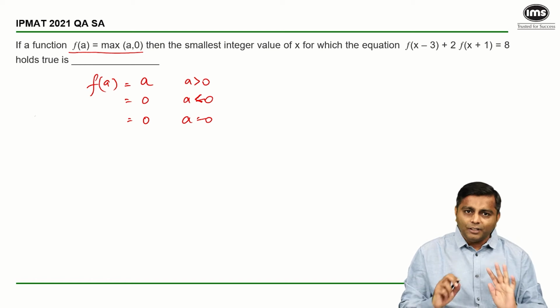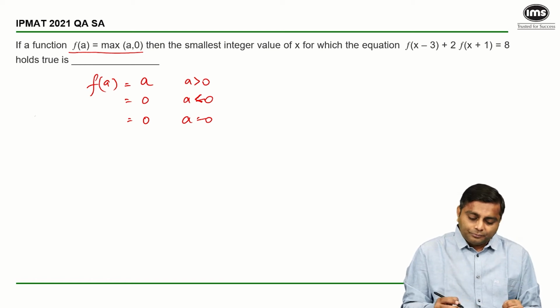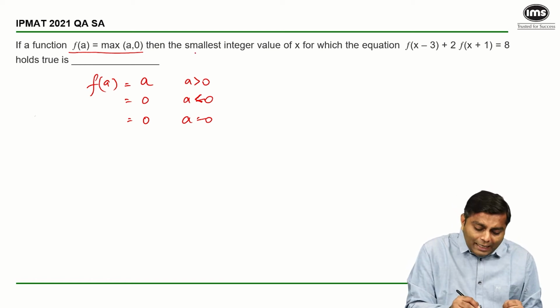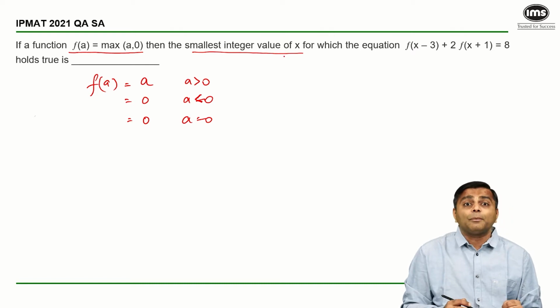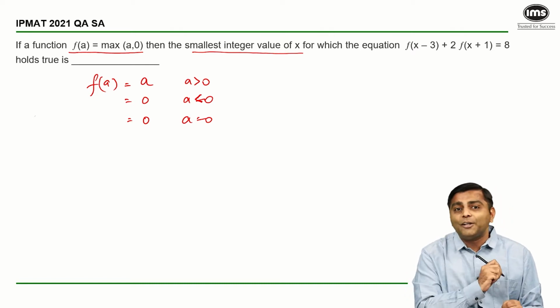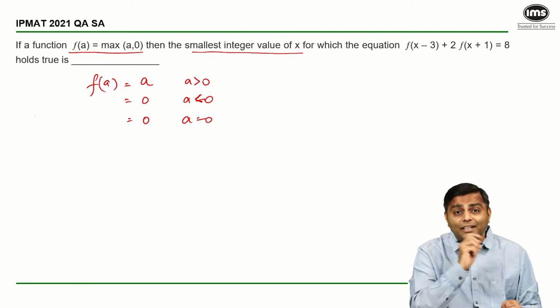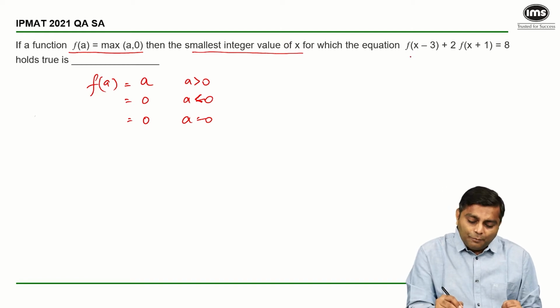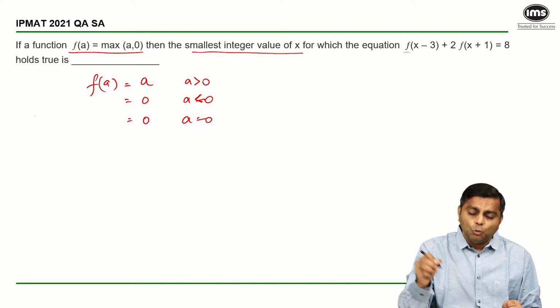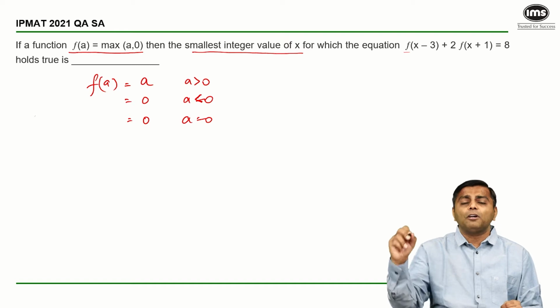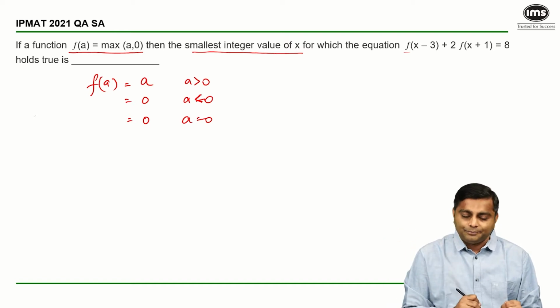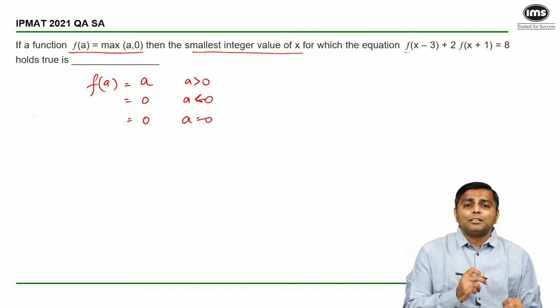Clear? Okay. Now, what have they asked? They have asked for the smallest integer value of x. Remember, they have said integer value of x. Integers are also on the negative side, remember. For the equation f of x minus 3 plus 2 times f of x plus 1, we want the right hand side to add up to 8. Okay. So, let us see the smallest integer.